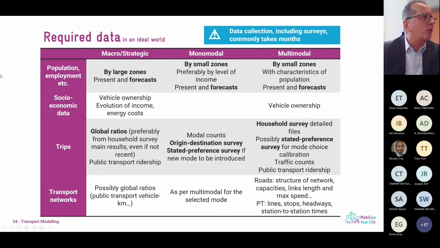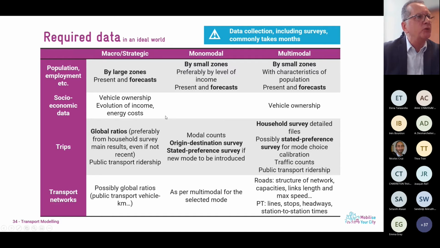Okay, now the question of data that is required. Again, this table is not something absolute, but to give an idea of what would be needed for the main categories: macro, strategic model, monomodal model, or multimodal models. You will need data for population, employment, and so on. So by large zones for strategic approach, present and forecasts. By small zones for the monomodal or multimodal models. And with characteristics of population that can be quite simplified for the monomodal approach, but that must be more comprehensive for the multimodal approach.